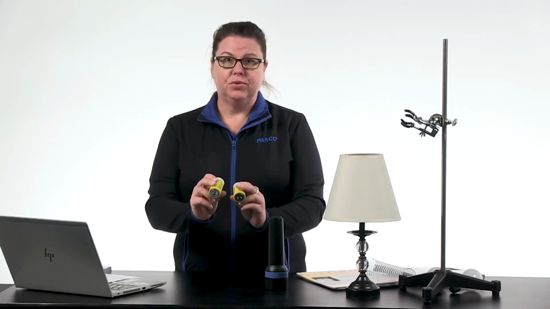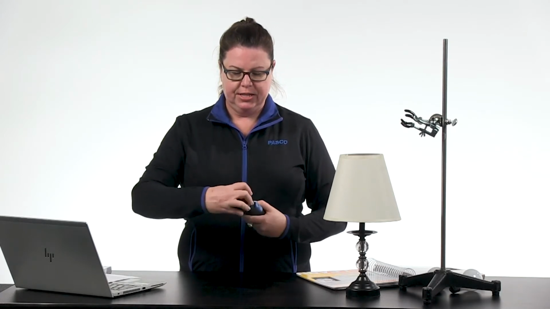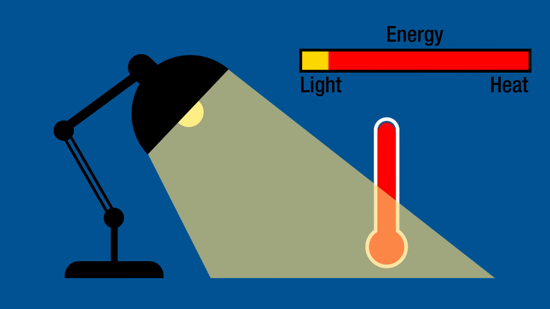You may have heard of energy transfer in your science class. So for example, when we're looking at these two D-cell batteries, this is stored chemical energy. When we place the stored chemical energy in the flashlight and turn the switch on, it's then transformed into electrical energy. That electrical energy comes out in the form of light and then eventually thermal energy as it heats the surrounding air.